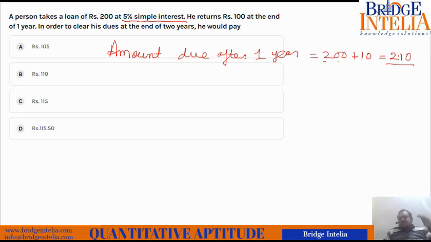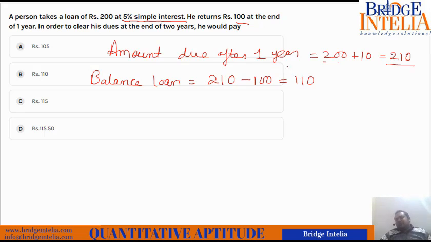So if you pay 210 rupees now, the loan would be over. The loan chapter would be closed. But he could pay only rupees 100. So you can say balance loan. Balance loan was how much? Had he paid this much, the chapter would have been closed, but he could pay only rupees 100. So a loan of 110 was still on him. So in order to clear his dues at the end of 2 years, he would pay how much?